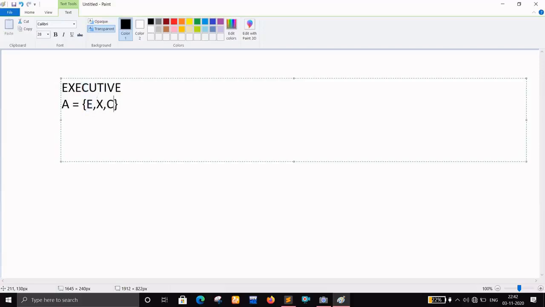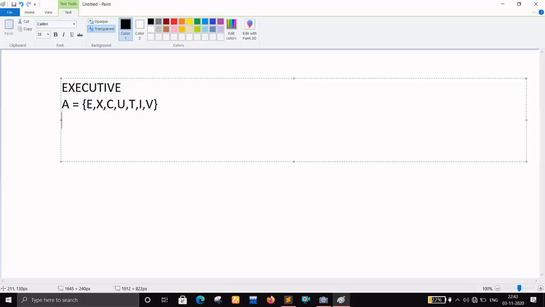So C is not present, right? C. The next element is U. U is also not present, so write U. And then T, then I, then V, but then again not E, because E is already present. So this is a set. Set will always remove the duplicate items. Right. So let's take another word.